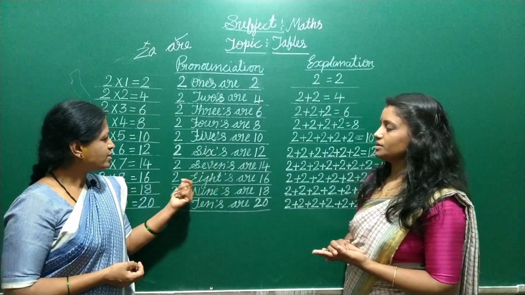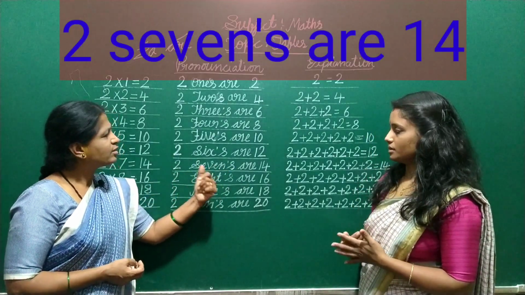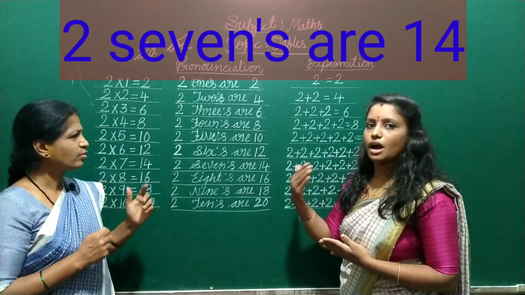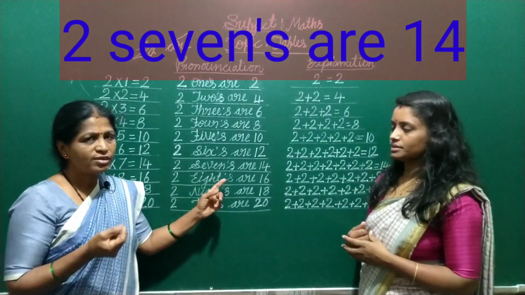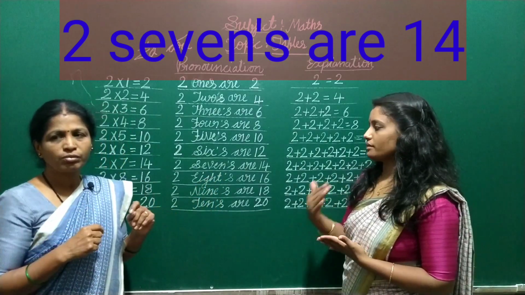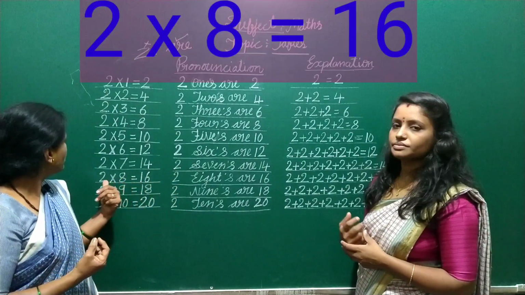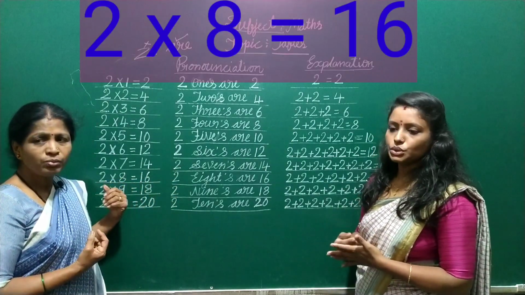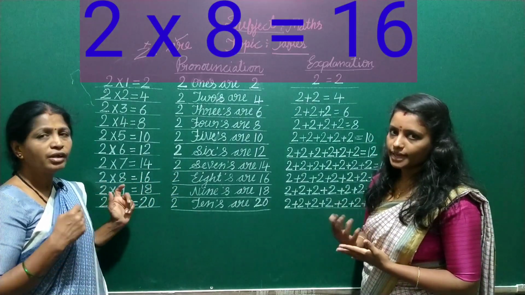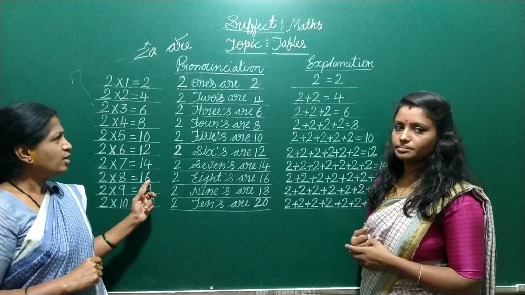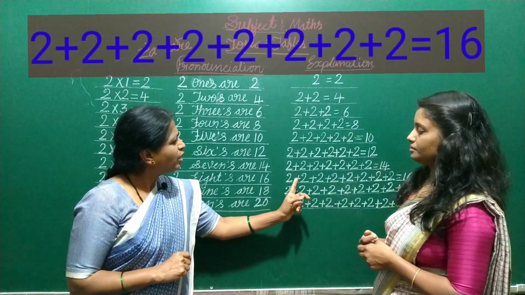How to pronounce? We will see. 2 7's are 14. Now next we'll go, 2 into 8 equals 16. I will explain once again.